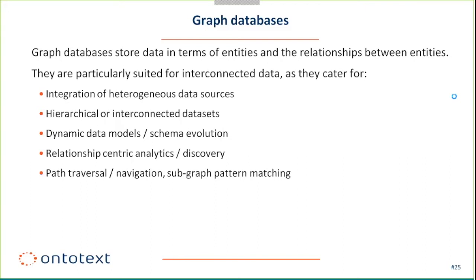It also allows for schema evolution. As you saw before, at any point in time, you can define new rules of how your classes or properties are used. And in addition, it allows for relationship-centric analytics or discovery. And graph databases also allow you to navigate efficiently and perform subgraph pattern matching.